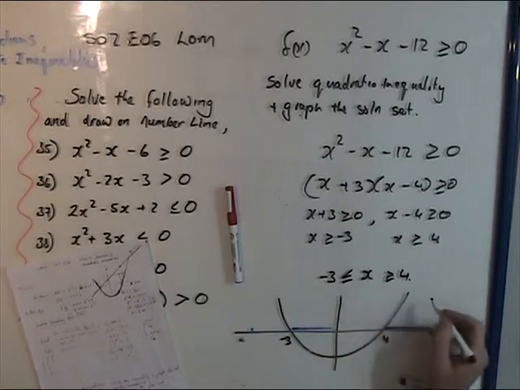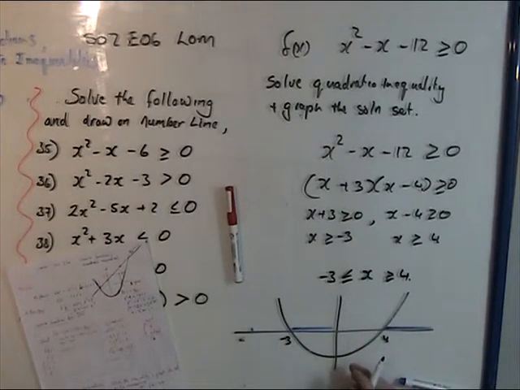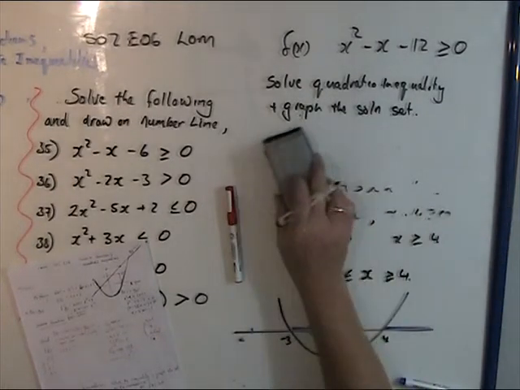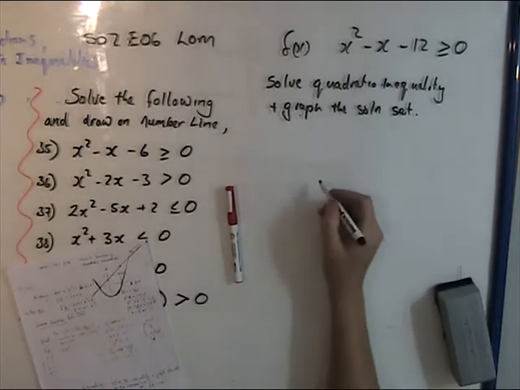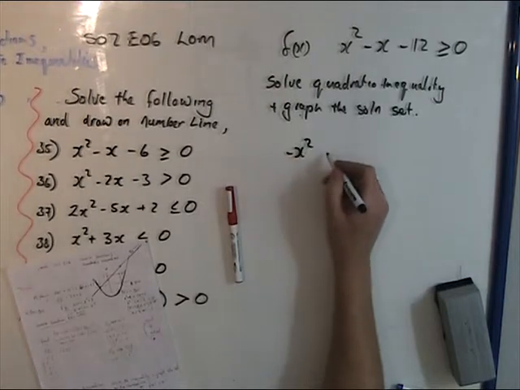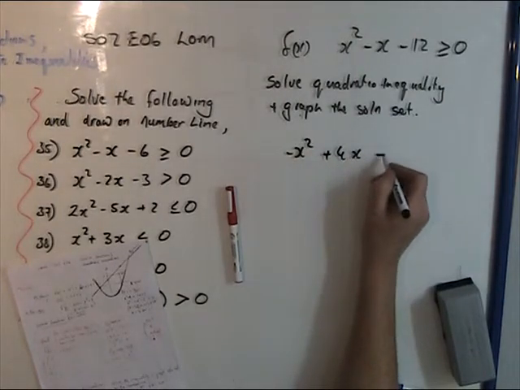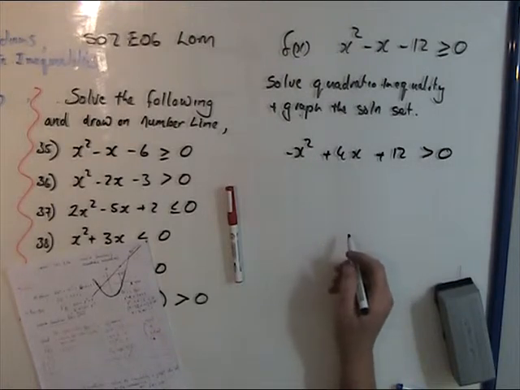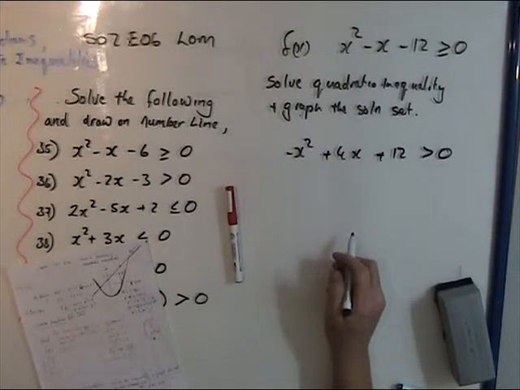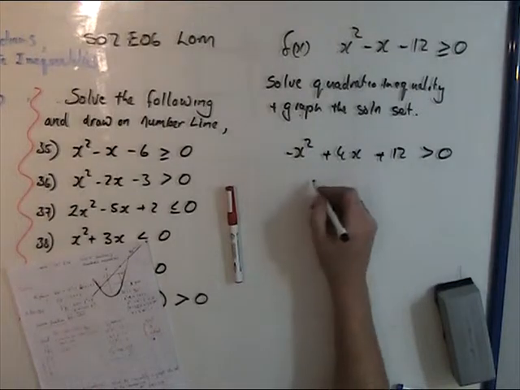And they would ask you other things like, but I won't go into it now, but that'll give you an idea of what's happening. Let's try an inequality with a negative sign. So we have minus x squared plus 4x plus 12 is greater than 0. And it says solve it on the number line for which f of x is greater than 0.